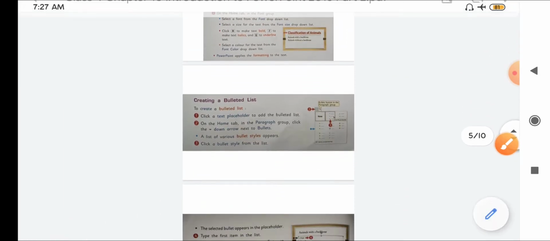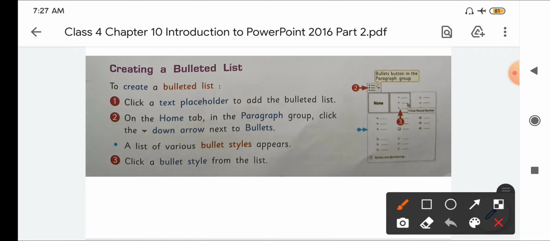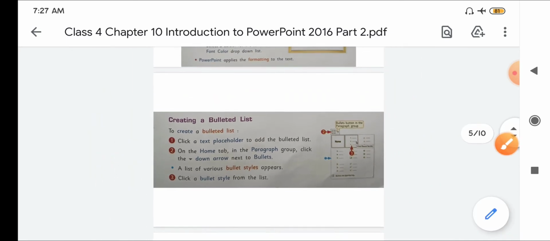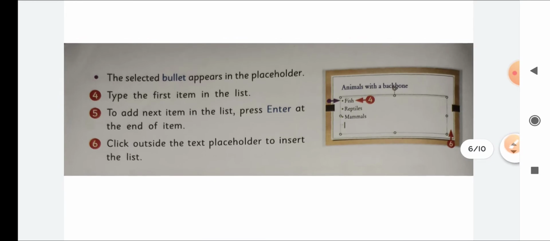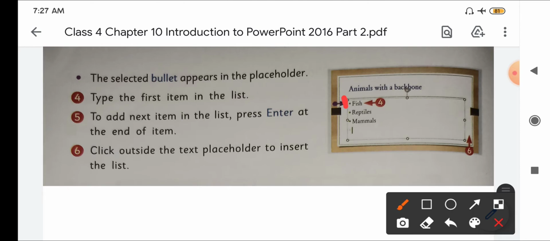Now the second step: again you have to go to the Home tab. In the Paragraph group, click the down arrow next to Bullet. Such an icon you will get. Then click over the bullet style whichever you want, and that bullet will appear in the placeholder wherever you started. There you can see the dot is there. So type the first item like this.